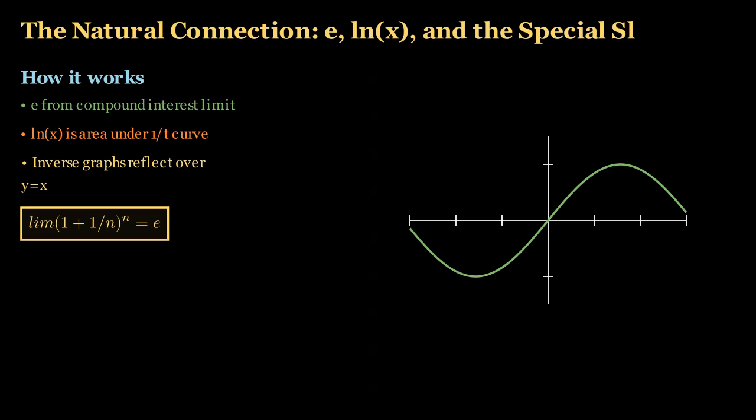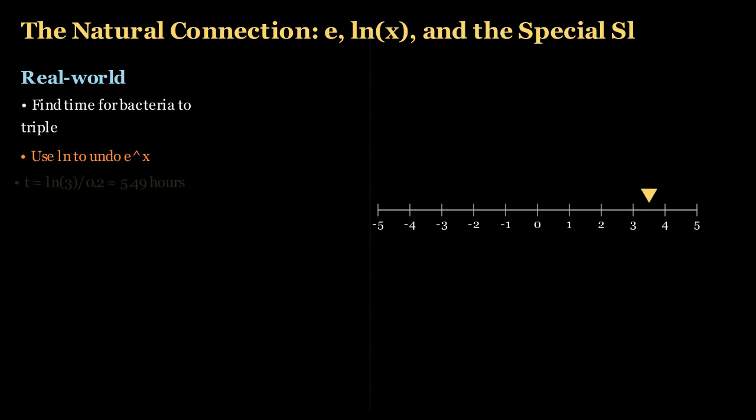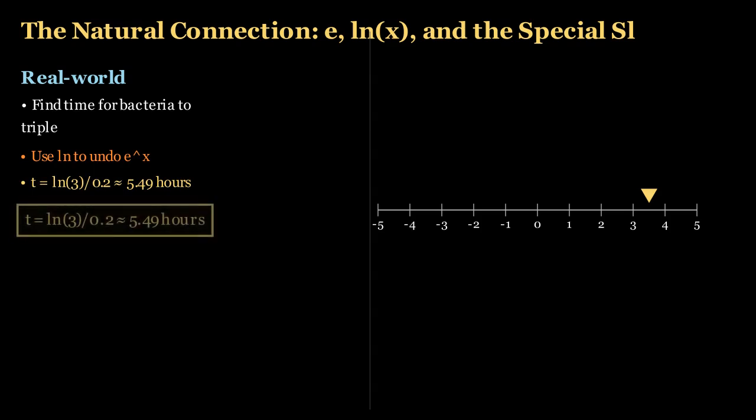To undo the exponential, we take the natural log of both sides. The ln of e to the something is just that something, so we get 0.2 t equals ln of 3. ln of 3 is about 1.099. Divide by 0.2 to get t equals about 5.49 hours. So in about 5.5 hours, the colony triples. This same method, using ln to solve for an exponent, works for any exponential equation in science and finance.